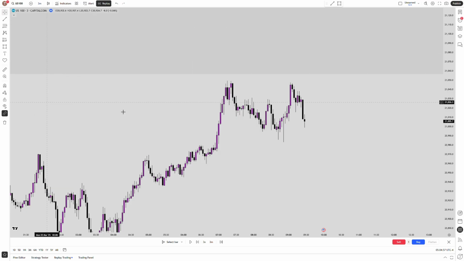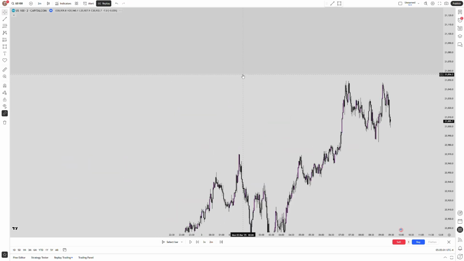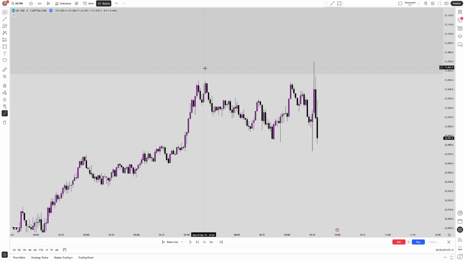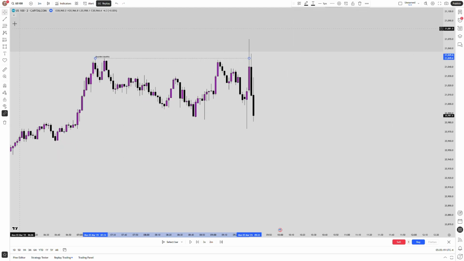But here you can see we have not touched the 4-hour fair value gap, so I want to see price go into that fair value gap and touch it again. Okay, we have that 4-hour fair value gap test. We have taken out these buy stops, and now we want to see price close below the candles, which we have done.